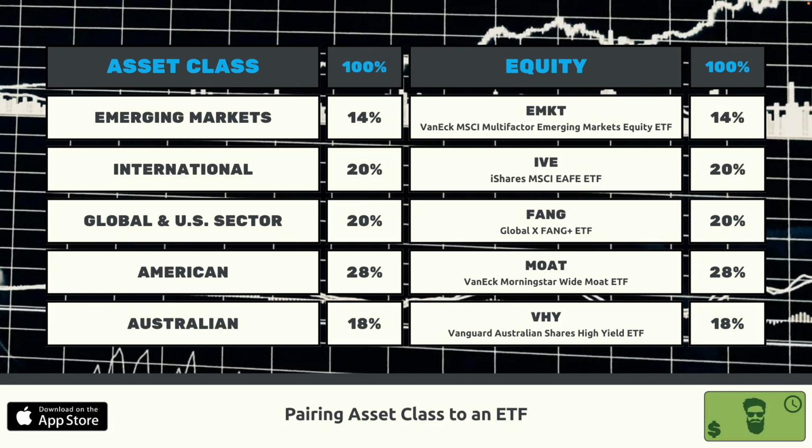And at this point, all you have to do is pair it with an ETF. EMKT is the Van Eck emerging market product. IVE is the international product. We're really looking for EFI country. FANG is going to add some tech into your portfolio. MOAT is looking for American value companies. And VHY is the Vanguard Australian High Yield ETF.